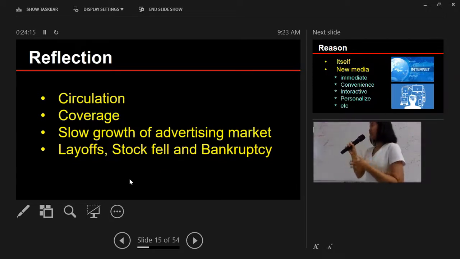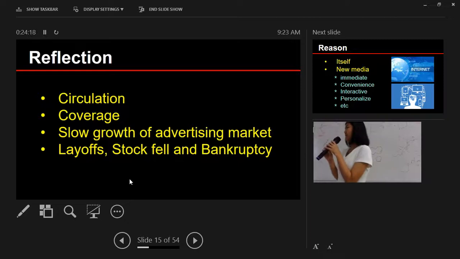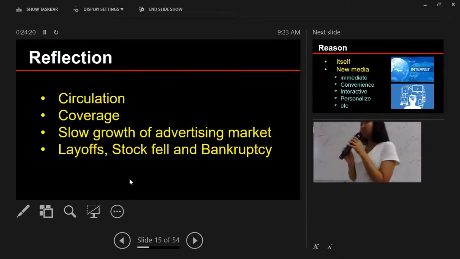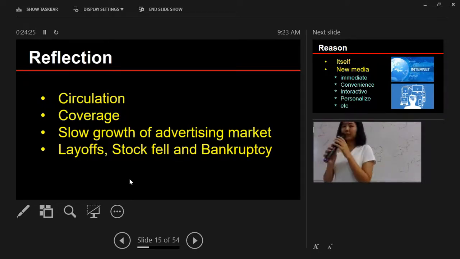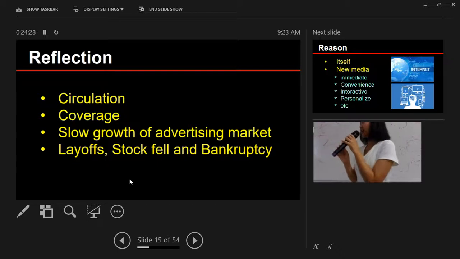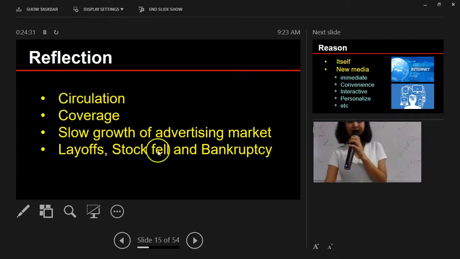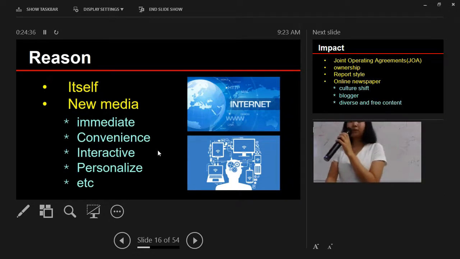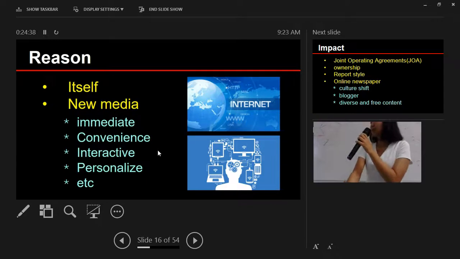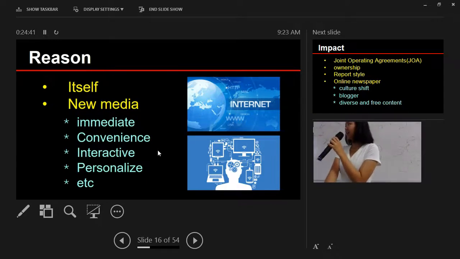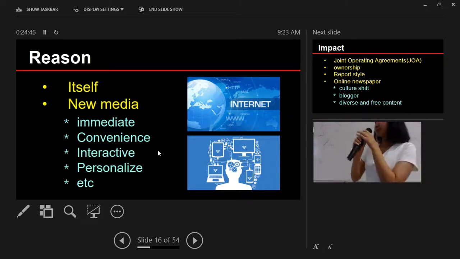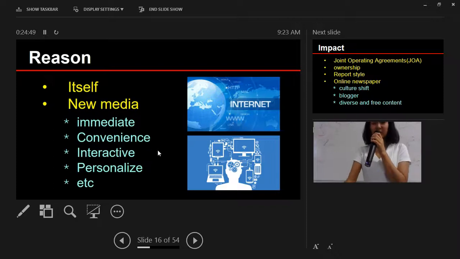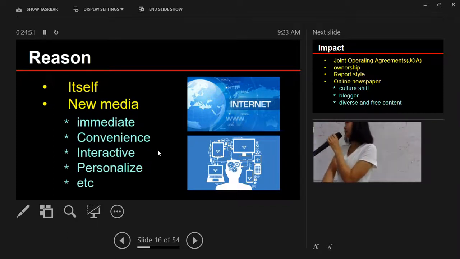And besides that, many newspapers have disappeared, even big publications such as the Rocky Mountain News, although it had been published for nearly 150 years. So why did newspapers decline so rapidly? There are several reasons. First of all, because of itself: with the competition heating up, vicious competition is inescapable, such as the press war. But the main reason is new media.